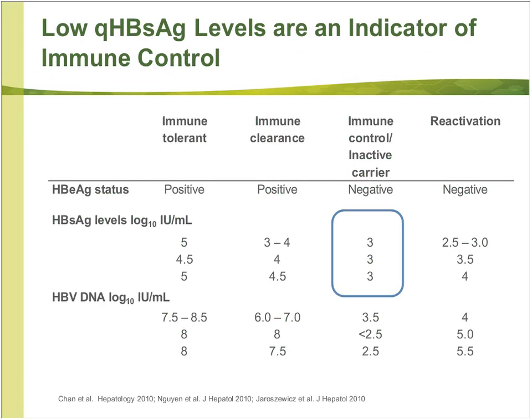Here's another slide on S antigen quant levels as an indication of immune control. And it talks about the different log levels of that immune control status, both for QuantS and quant HBV DNA, and then again back to risk of reactivation. And this number around 3 log IU, 1,000 range, is an interesting cutoff for really saying somebody's got a good immune control and they may not need therapy at that time.